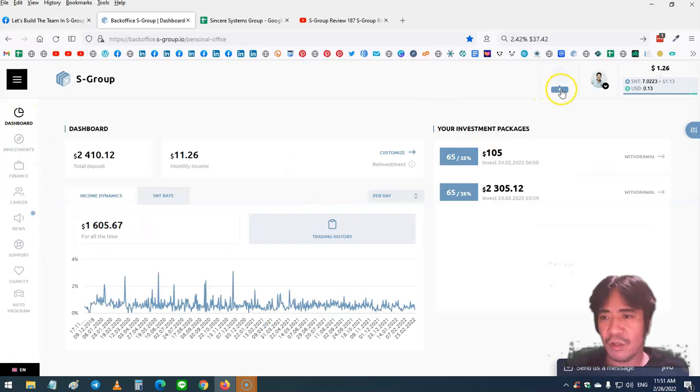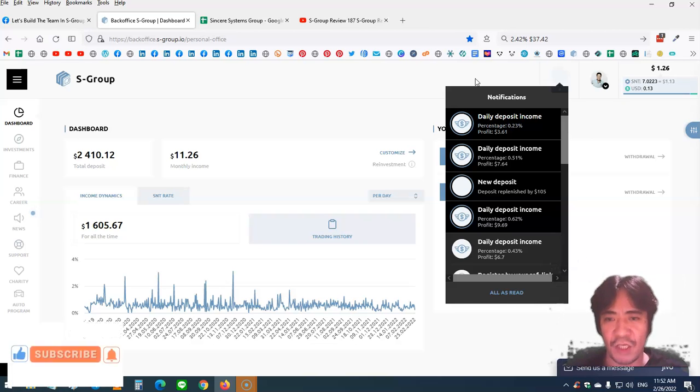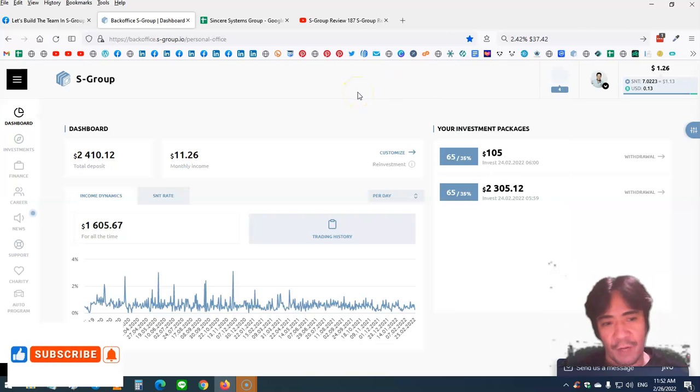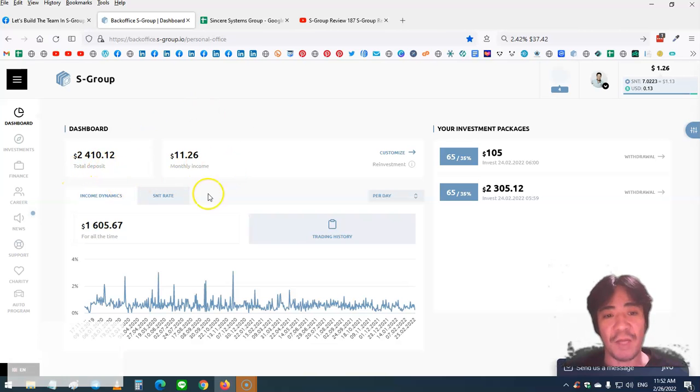Okay, so let's go to the dashboard. Let's click this notification. Today's income was a little bit smaller than an average day. The profit was 0.23% and my profit was $3.61. So far my total earnings from this S Group is $1,605. And my total deposit is $2,410 plus this monthly income of $11.26.